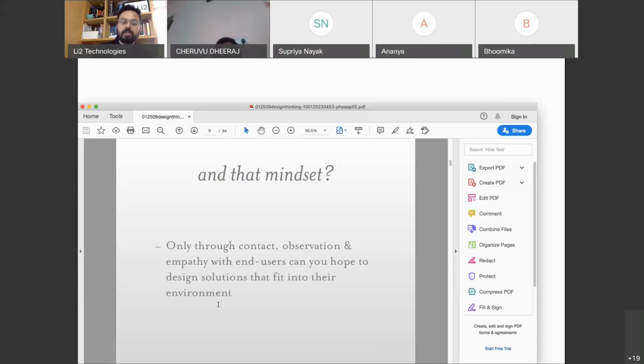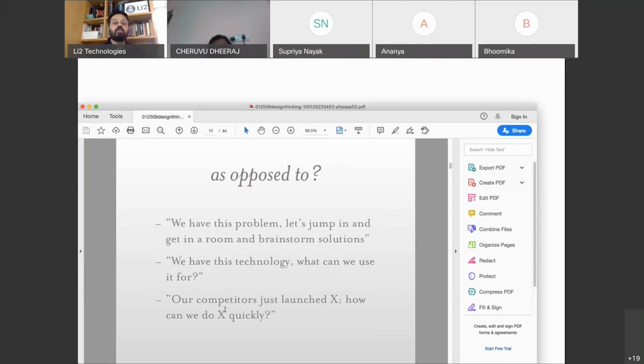I'm going to come to some details about that, as opposed to saying we have this problem, so let's jump in and get in a room and brainstorm solutions. Is that clear? This is exactly what I was trying to tell Rishabh. If you have a problem and you just get together and brainstorm solutions, it's not going to work that way. A vertical windmill is something that has been approached in that manner, where I want to work on renewable energy and a vertical windmill sounds cool.